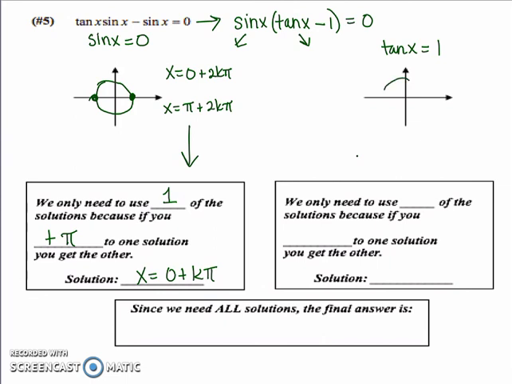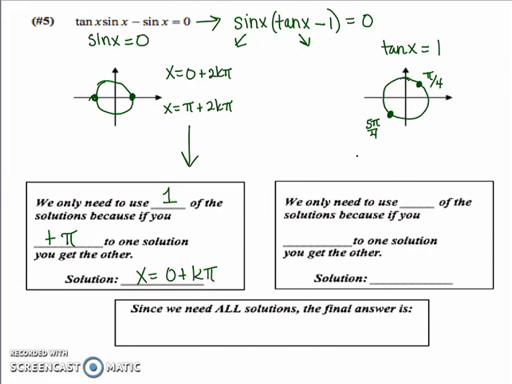The second part of the problem here is where tangent x equals 1. We know that tangent is positive in quadrants 1 and 3, and we know that tangent equals 1 at our pi over 4 locations. So this is going to happen at pi over 4 and at 5 pi over 4 on the unit circle.